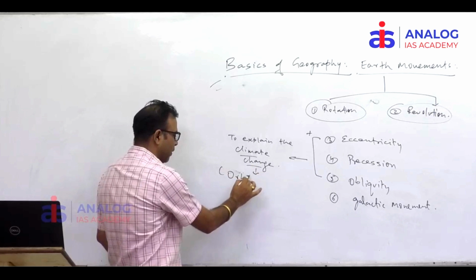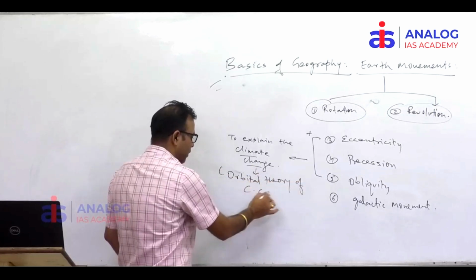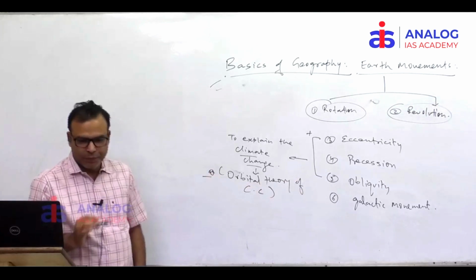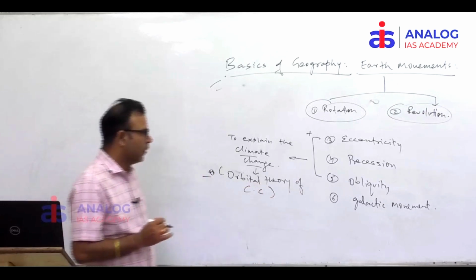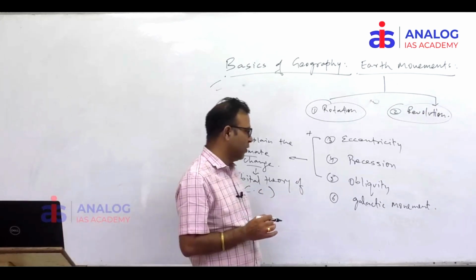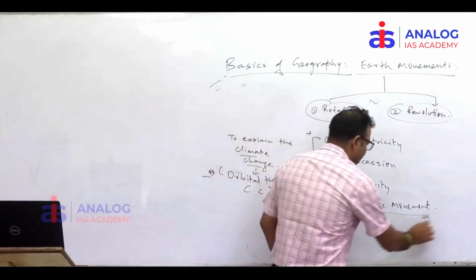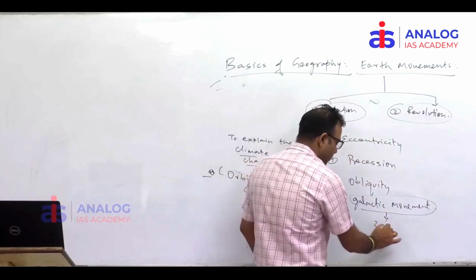Which theory? Orbital theory of climate change. We will read this separately. Total Earth motion consists of 5: rotation, revolution, eccentricity, precession, obliquity. Now the 6th one, galactic movement, has not much importance, it takes only around 250 million years.